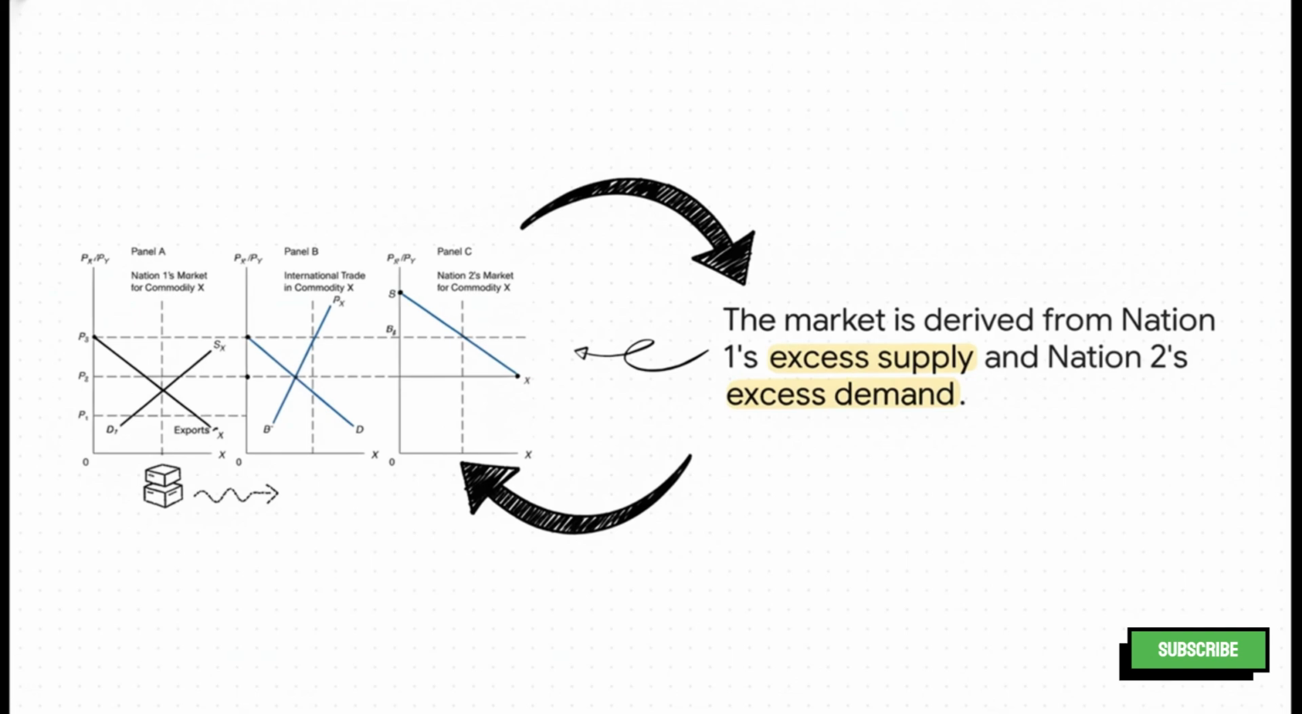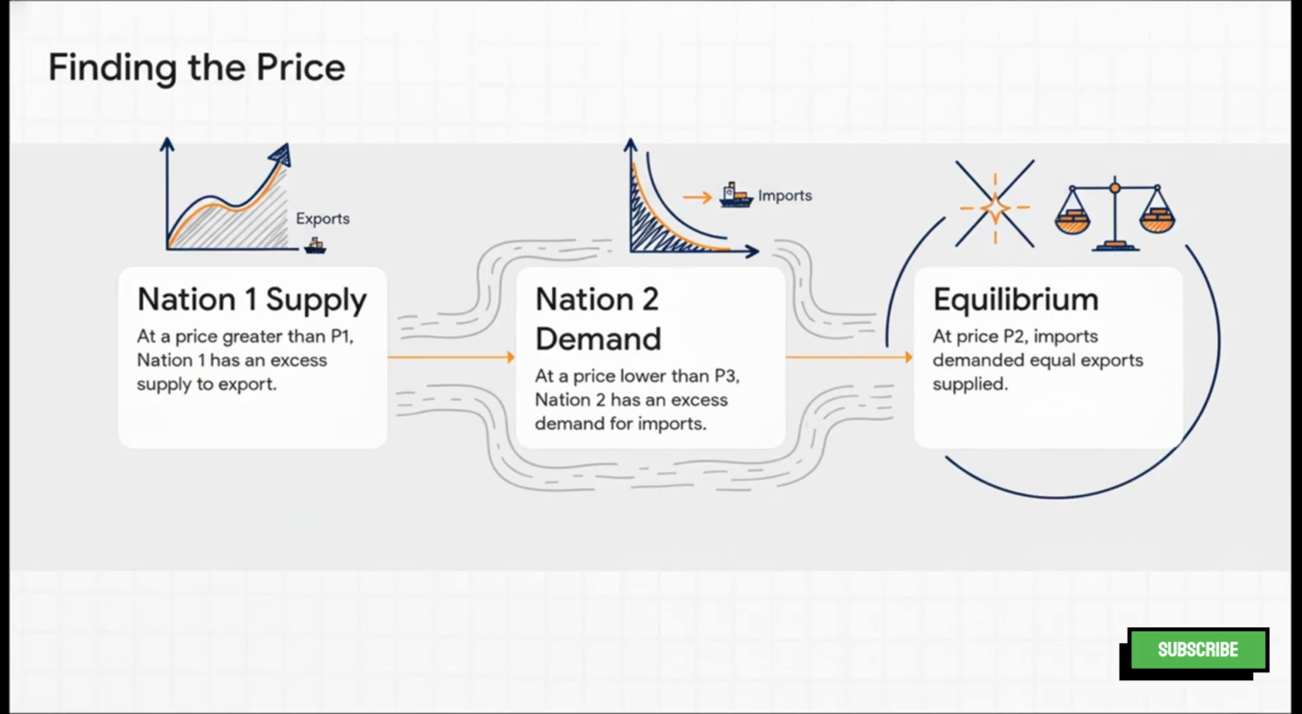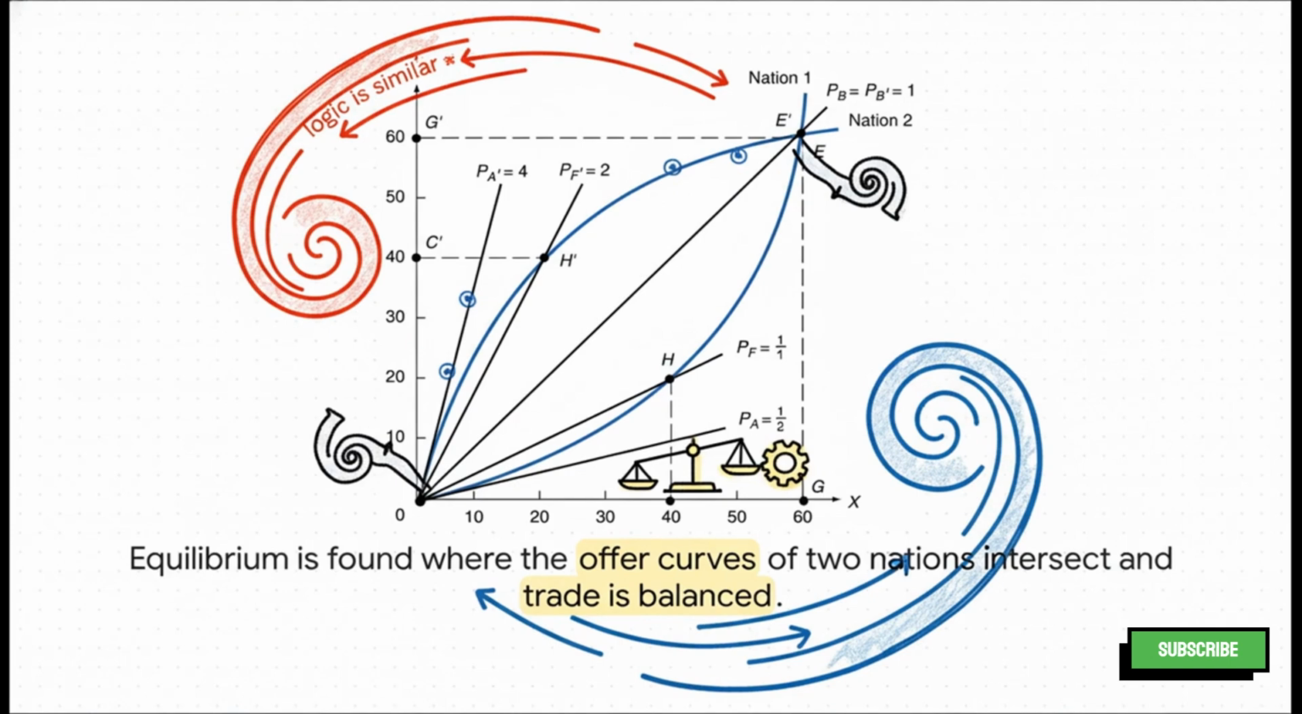The magic happens in the middle, in panel B. It just takes Nation 1's excess supply and Nation 2's excess demand and puts them together to create the international market. And here's the bottom line. Nation 1's extra supply becomes the world's supply curve for this good, and Nation 2's extra demand becomes the world's demand curve. And just like in any basic econ class, where do they meet? Right there, at P2. That's the equilibrium. It's the price where the amount Nation 1 wants to sell perfectly matches the amount Nation 2 wants to buy. Boom. Done.